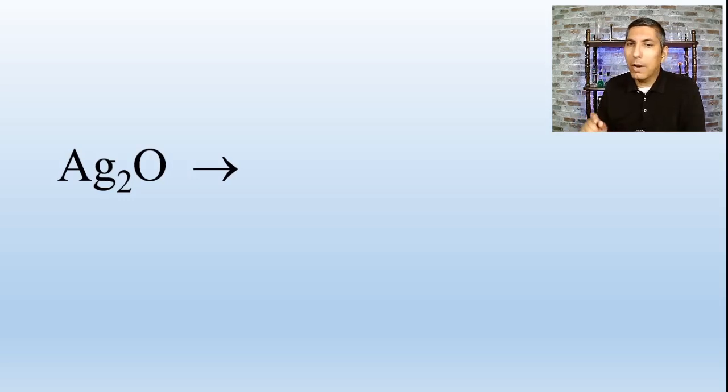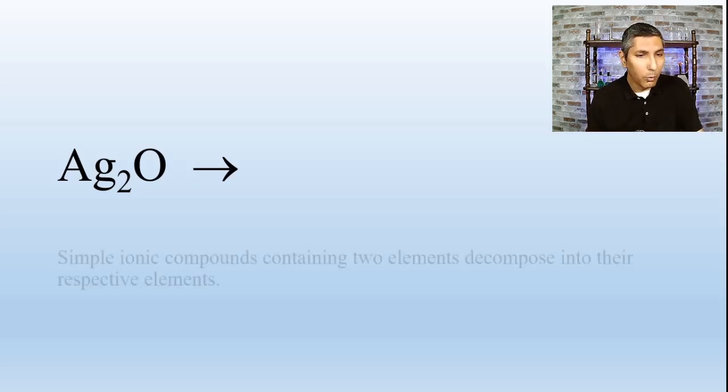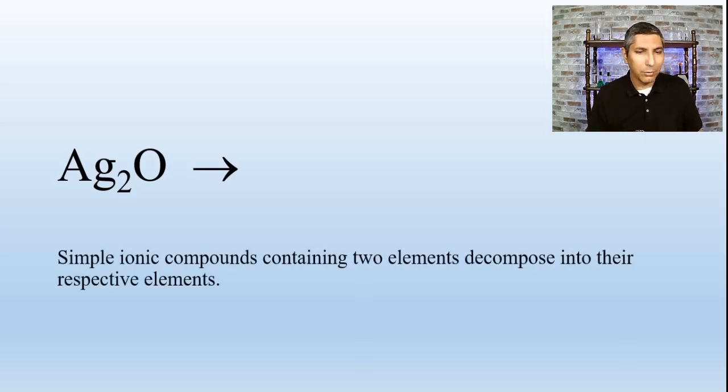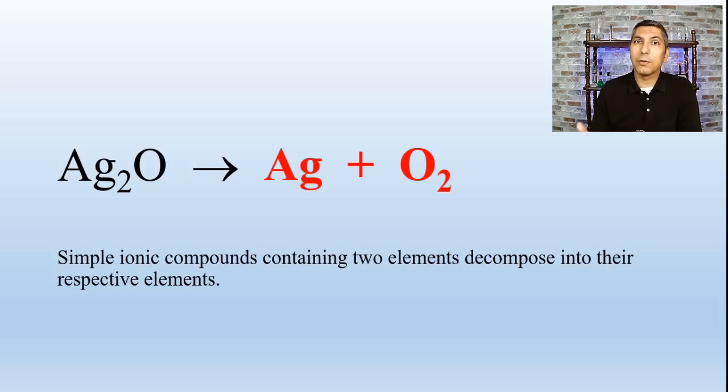Any equation, any reaction that has just one reactant has to be decomposition. And whenever we have an ionic compound with two elements, these are going to decompose into their respective elements. And so the products are going to be Ag, which is silver metal, and O2, which is oxygen gas. And it's O2 because oxygen is one of those 7 diatomic elements that we learned about earlier in the course whenever we were learning about the periodic table. So these are the products, Ag plus O2.